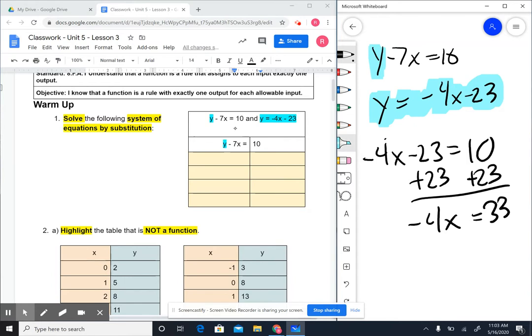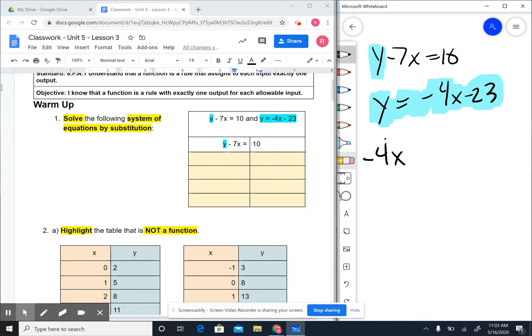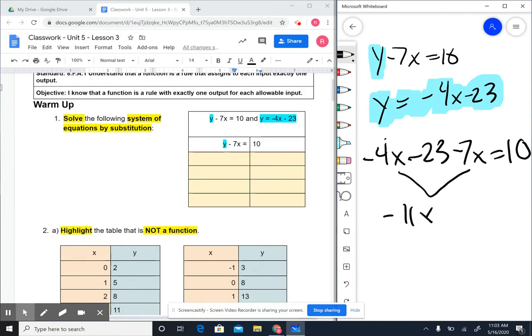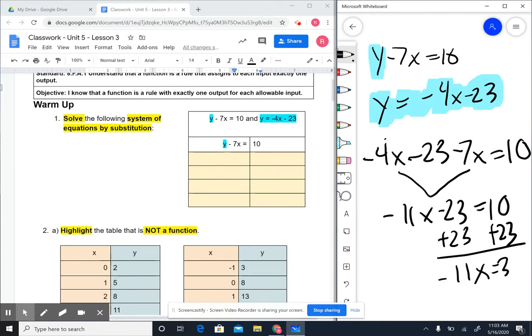Oh, I forgot the 7x. Let me plug that in. See, that's a common mistake. So y gets replaced. We're going to have negative 4x minus 23 minus 7x equals 10. Combine like terms for these two. So negative 11x minus 23 equals 10, plus 23 on both sides. You're going to have negative 11x equals 33. Divide by 11 on both sides, and you get negative 3.